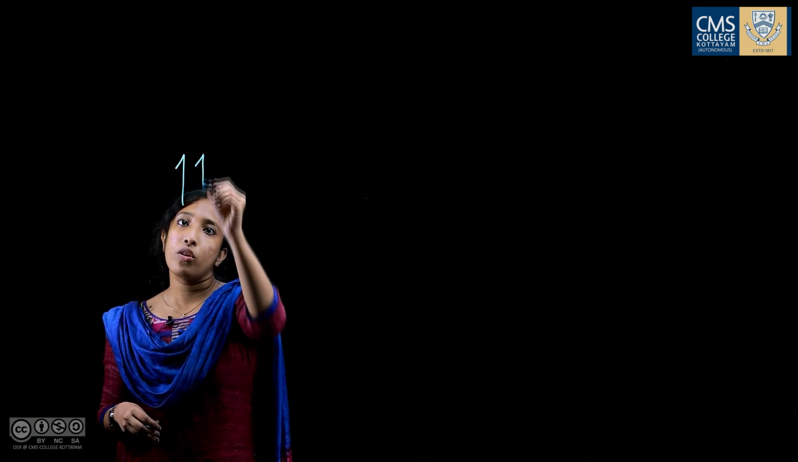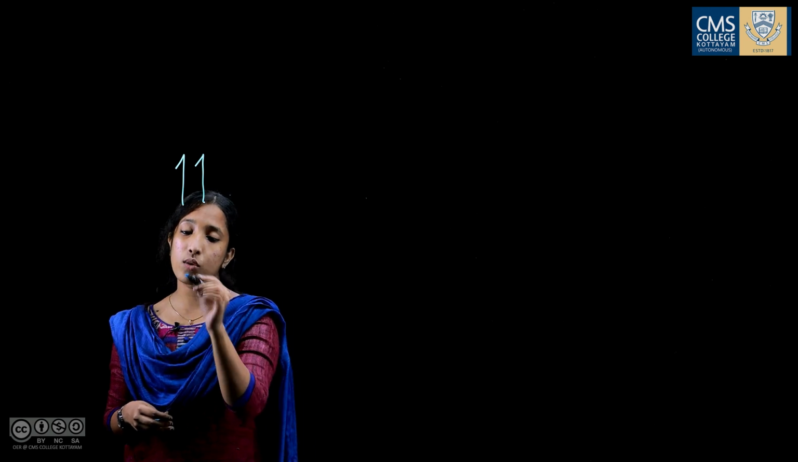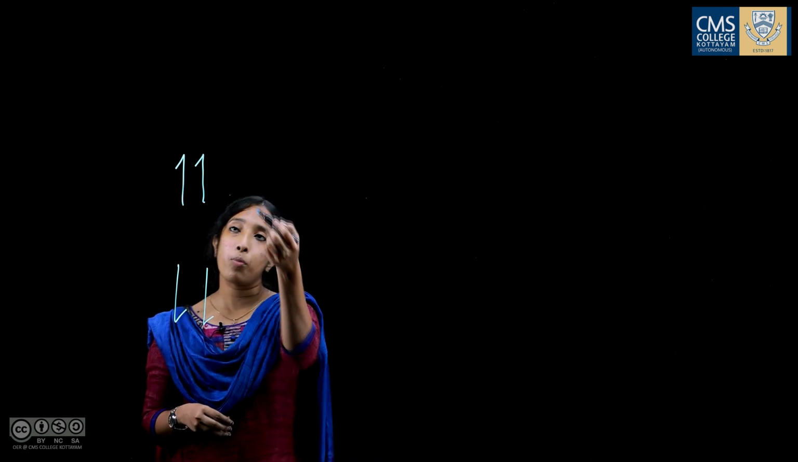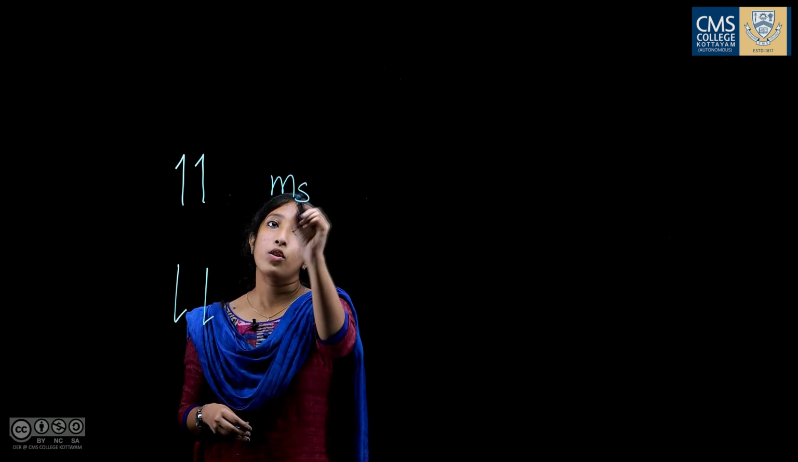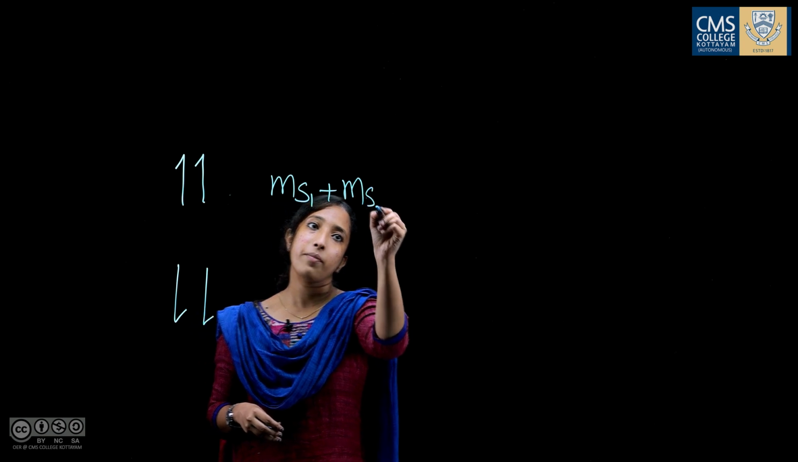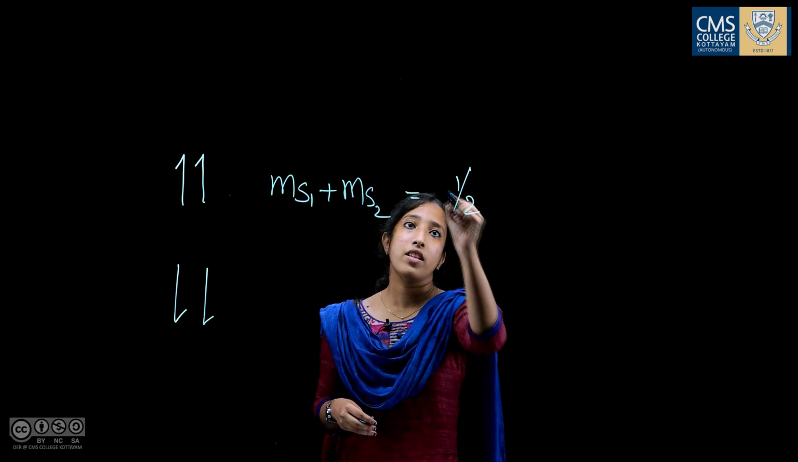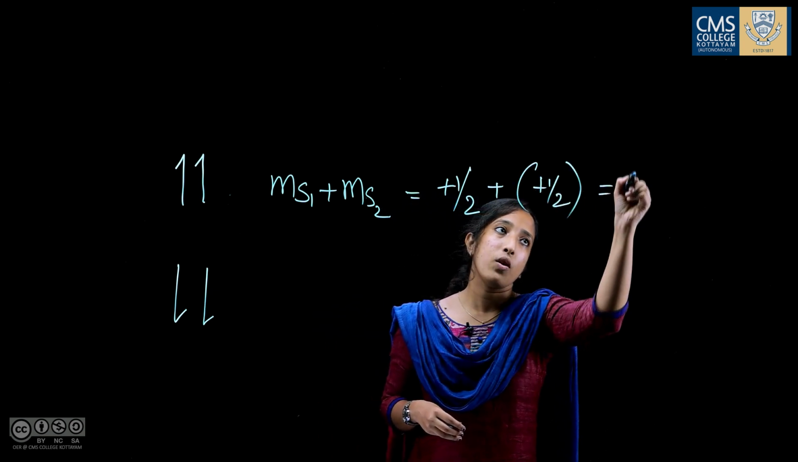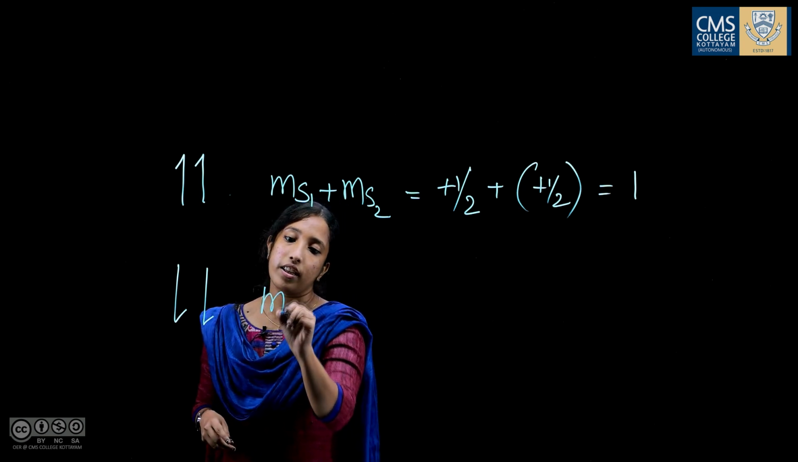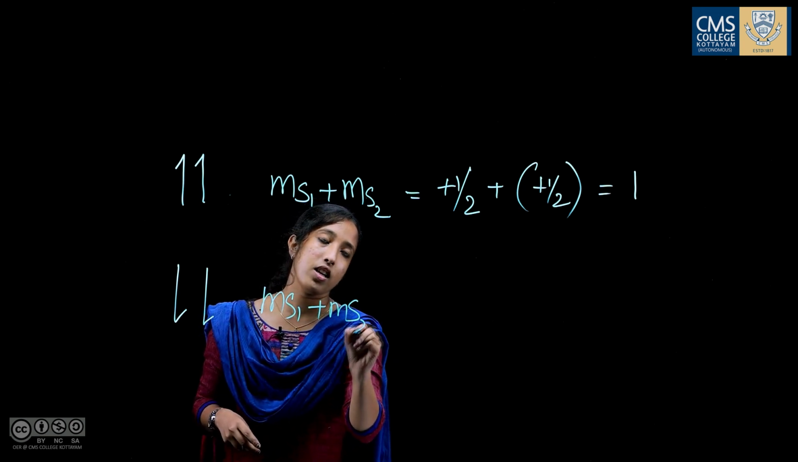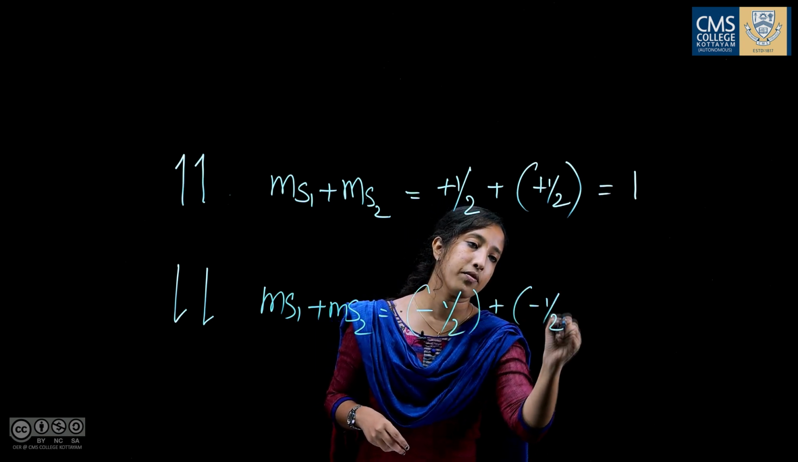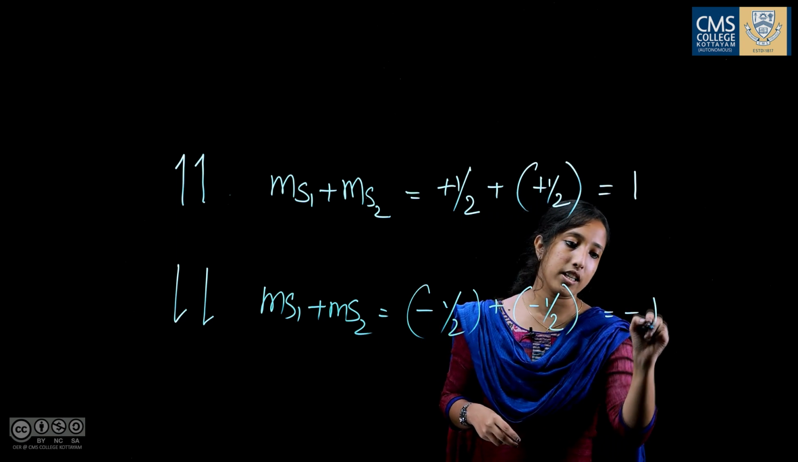The next two orientations of the electrons are: the first one where both electrons are facing upward, and the next one where both electrons are facing downward. When both electrons are facing upward, the total spin is plus half plus half, which is found to be 1, whereas in this case, ms1 plus ms2 is minus half plus minus half, which is found to be minus 1.